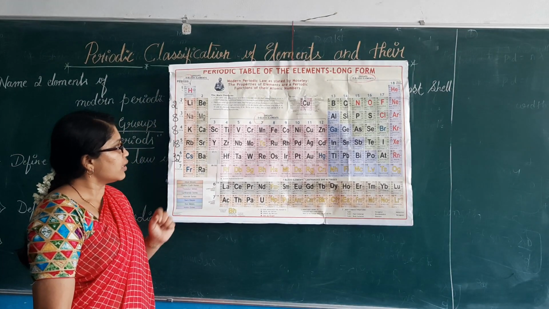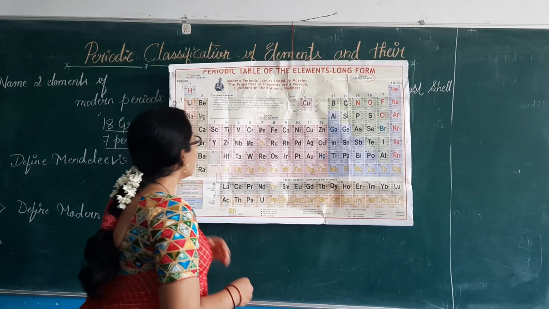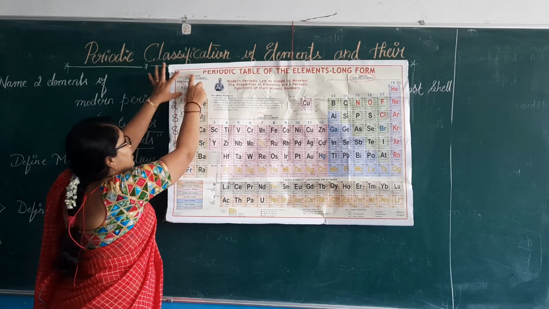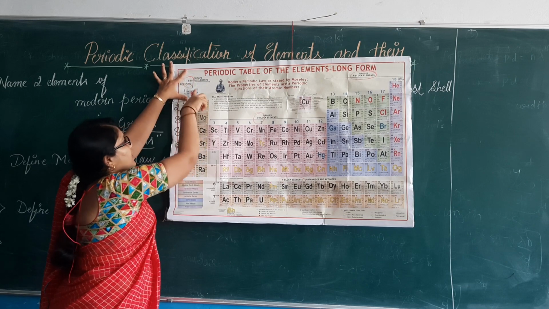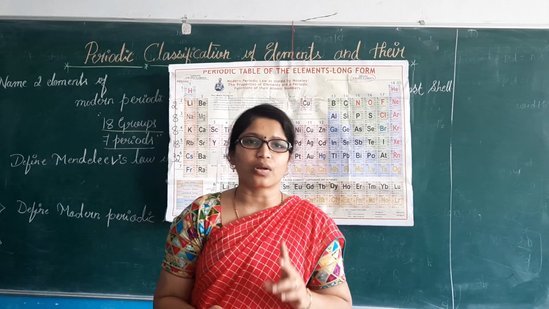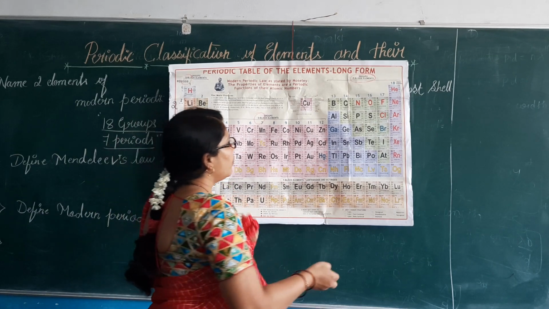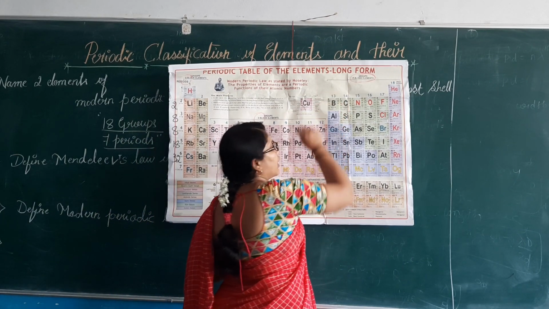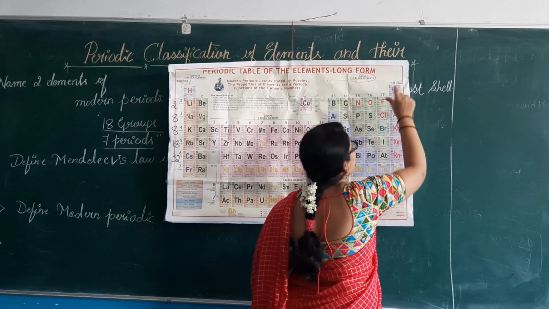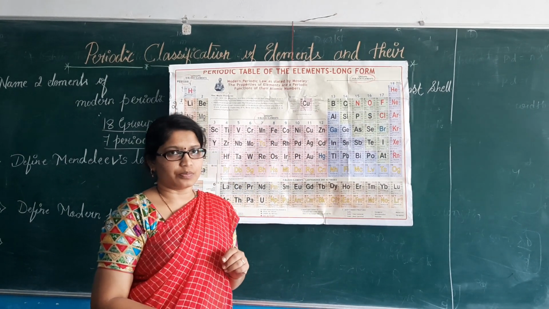Now that you know the groups and periods, I must tell you about blocks. When you consider group 1 and group 2, together they are referred to as S block. They are called S block elements. Then I have the next one starting from boron. You can see here this is the 13th group. From the 13th group to the 18th group, they are called P block elements.